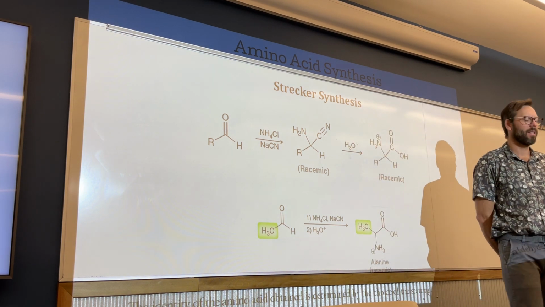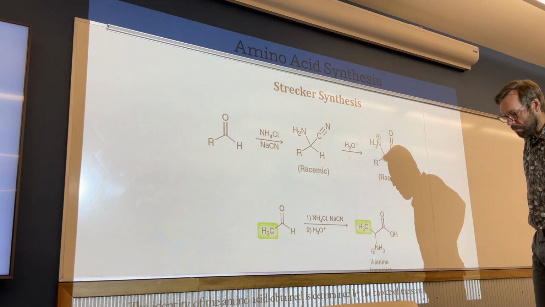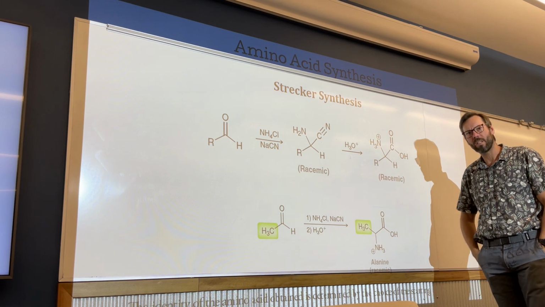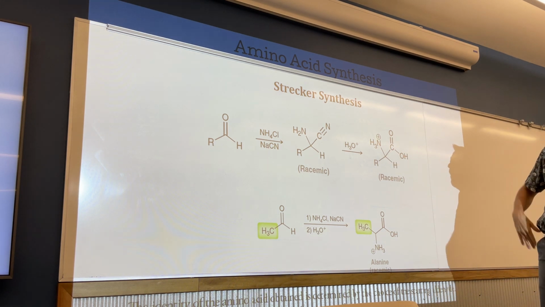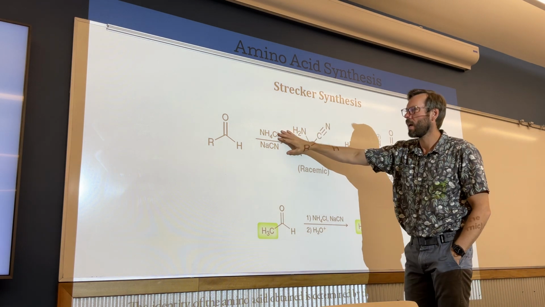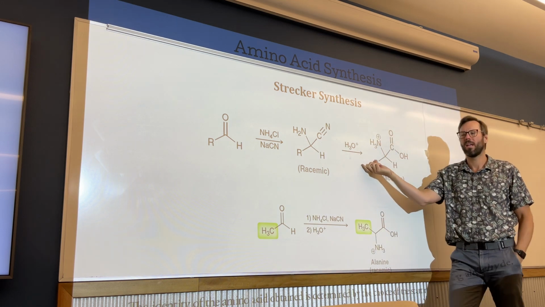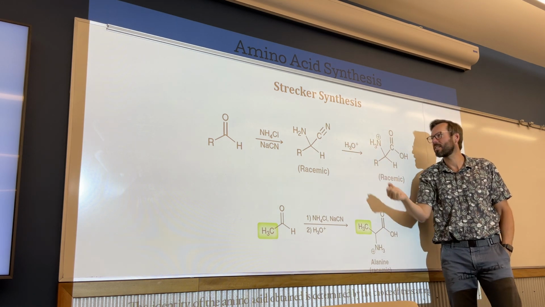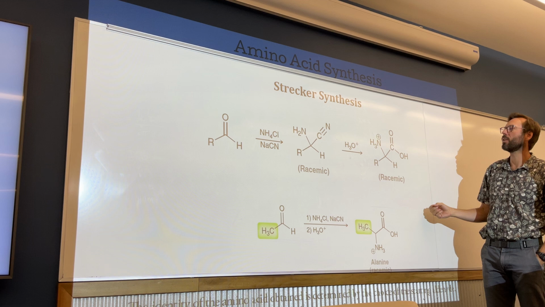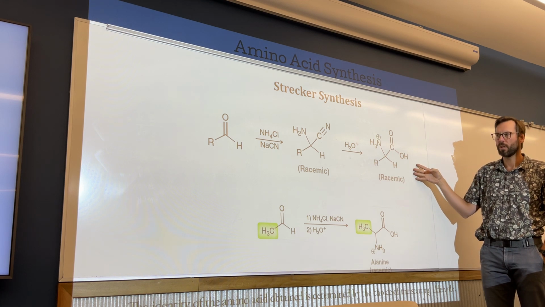So we kind of ended Tuesday talking about how to synthesize amino acids. And the amidomalonate synthesis was the first one we discussed. And then we also talked about Strecker synthesis, where we use ammonium chloride and sodium cyanide. And then we use a really strong acid to essentially create whatever amino acid we're looking for.